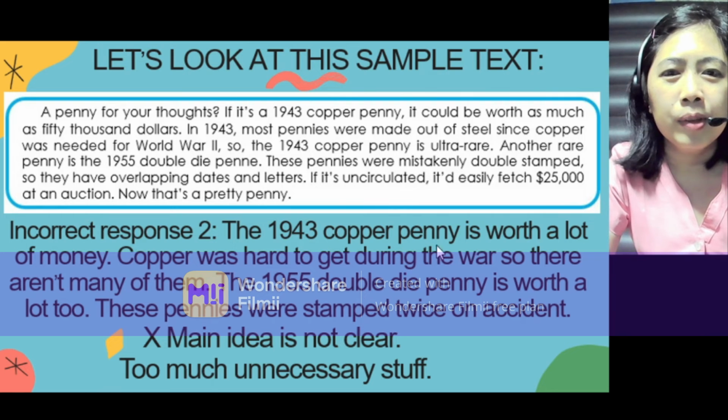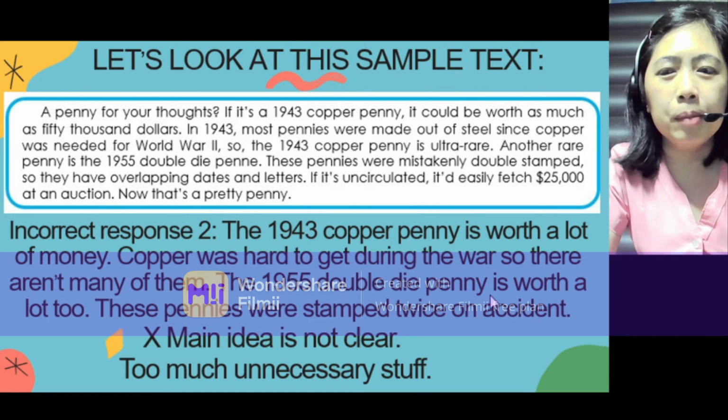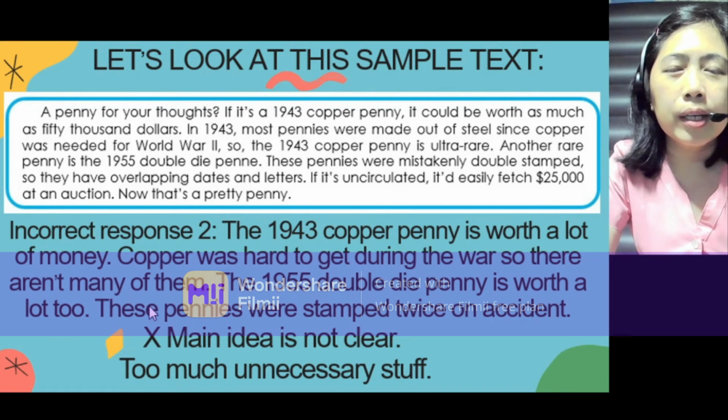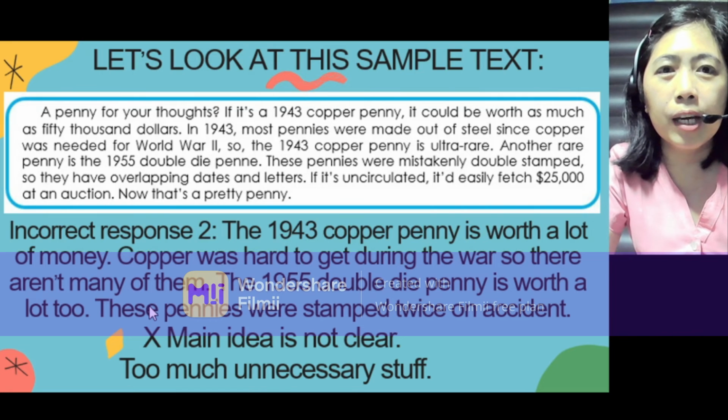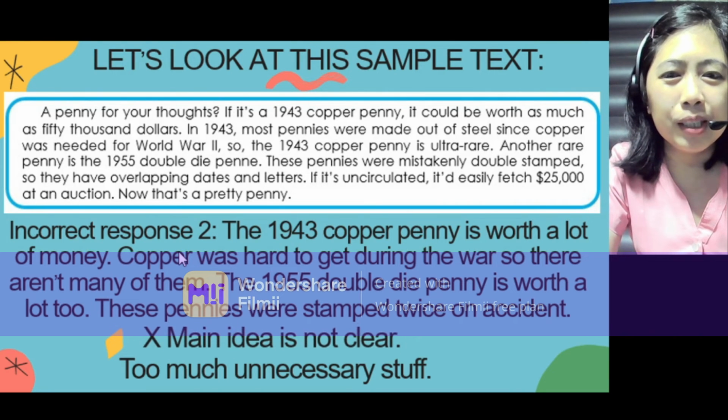Okay, there is also too much unnecessary stuff. Copper was hard to get, so there aren't many of them. Okay, so the double die penny is worth a lot too. So you can use also good vocabulary to describe what these pennies are. Okay, and how to make it better.